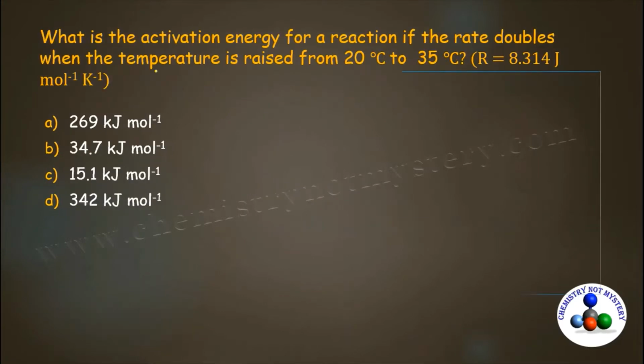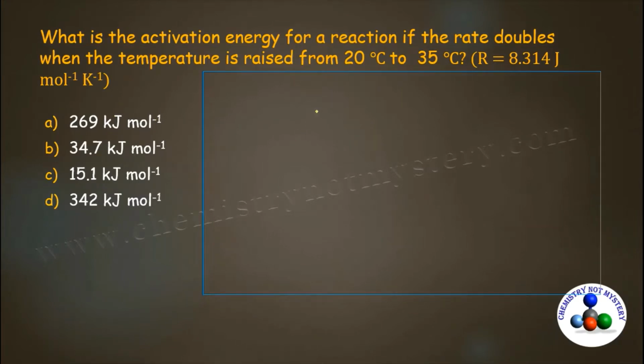Now come to the next question. What is the activation energy for a reaction if the rate doubles when the temperature is raised from 20 degrees centigrade to 35 degrees centigrade? The value of R is given as 8.314 joule per mole per Kelvin. And these are the options.